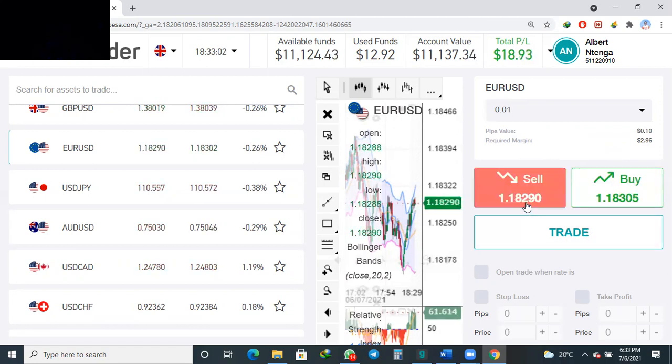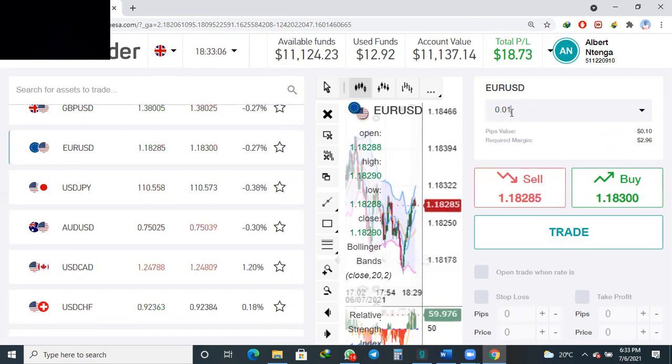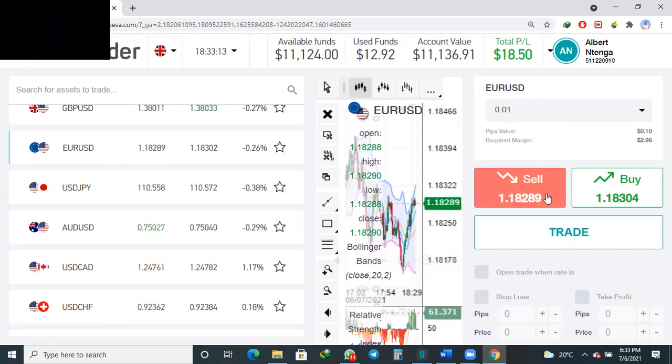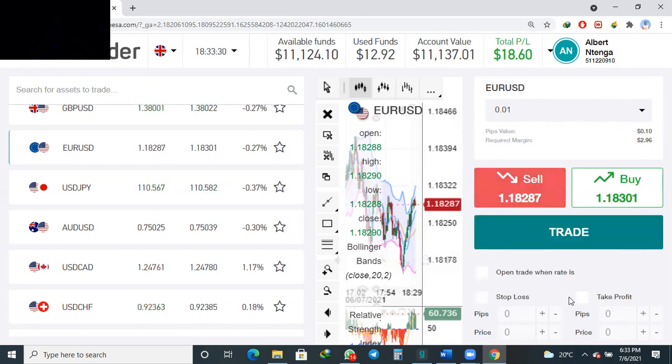So I want us to do a sell order for this case. So we are selling 0.01 lots of the euro dollar. I'm just making an assumption that you have done your analysis, and the bias for that trade is a sell. So you just come to the sell option and you click on it. That way, you will have activated the trade.